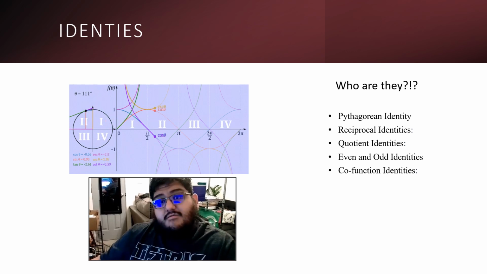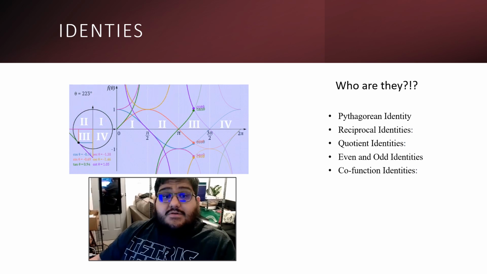Then we have the cofunction identities. The first two cofunction identities come from the unit circle.